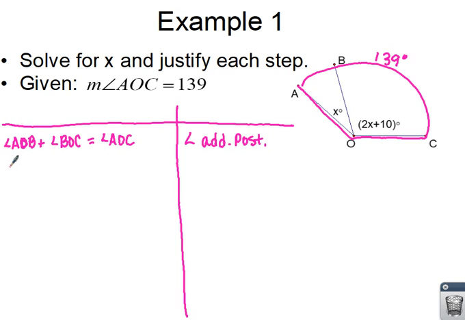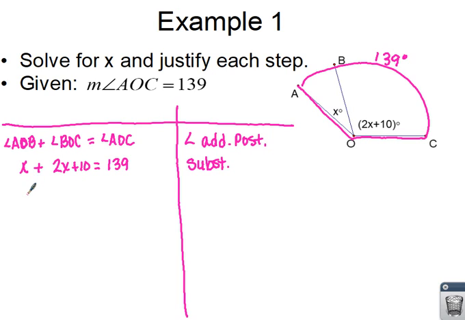All right. Our next step is to put what each of these angles are. So angle AOB in the picture is x. Angle BOC in the picture is 2x plus 10. And then angle AOC in the picture is 139 because they gave it to us. This is called substitution because we replaced things with what they are or what they're equal to.